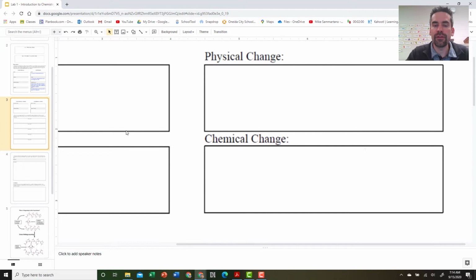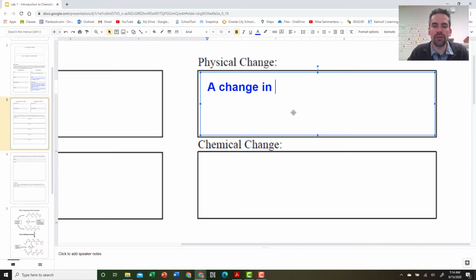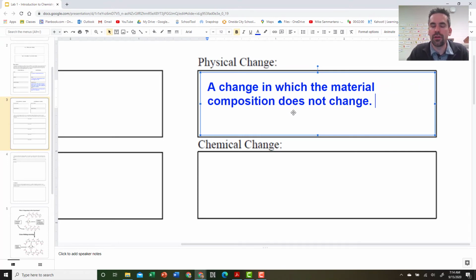Okay, now a physical change. What is a physical change? Well, a physical change might be a change in appearance or a state of matter, but it does not change what the materials are made of. Okay, so a physical change in which material composition does not change. An example would be a melting ice cube.